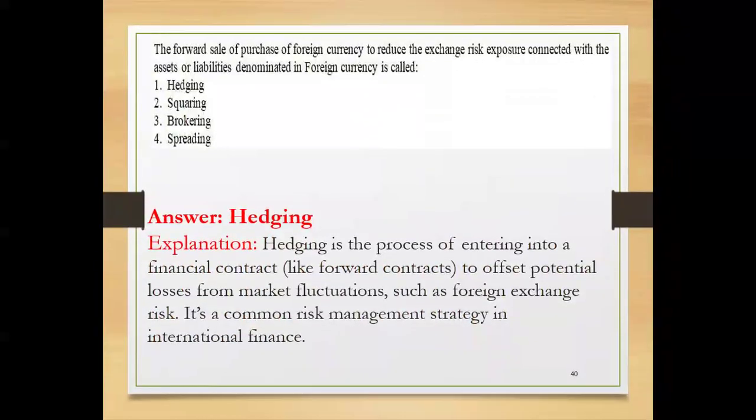The next question is the forward sale or purchase of foreign currency to reduce the exchange risk exposure connected with the assets or liabilities denominated in foreign currency is called hedging, squaring, brokering, or spreading. The correct answer is hedging. Hedging is a risk investment strategy. So they can easily reduce the exchange risk exposure.